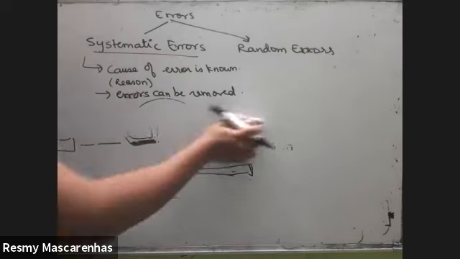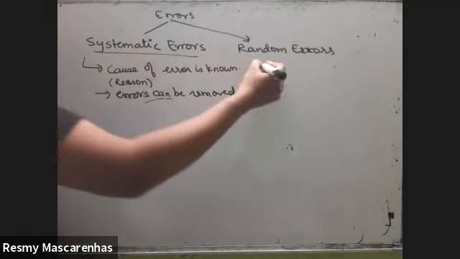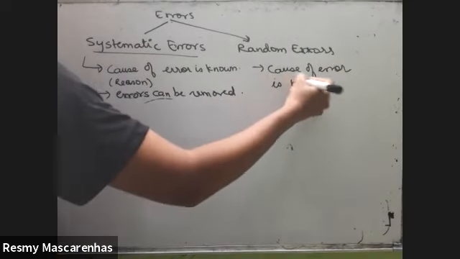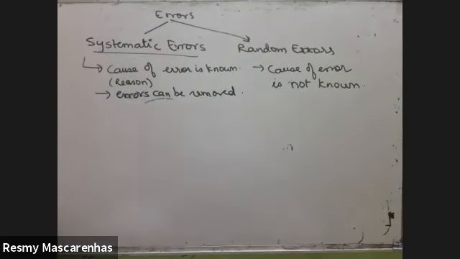Now random errors are the ones where the cause of error is not known. So that will be in the case like you don't know whether you are measuring it wrong somewhere. Especially if you do practicals, you will understand this.